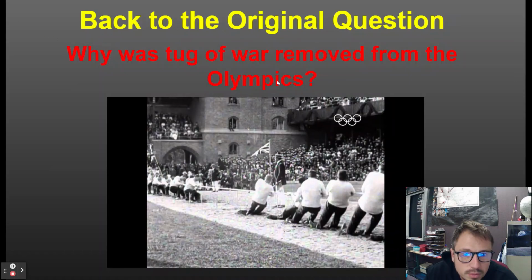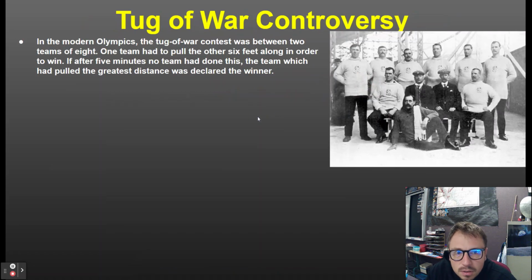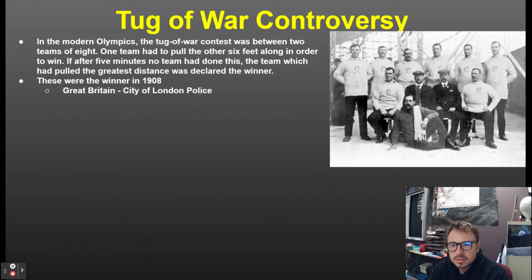So why was tug of war removed from the Olympics? This was a tug of war controversy, right? In the modern Olympics, the tug of war contest was between two teams of 8. One team had to pull the other 6 feet along in order to win. If after 5 minutes no team had done this, the team which had pulled the greatest distance was declared the winner. Now, these are the winners in 1908.